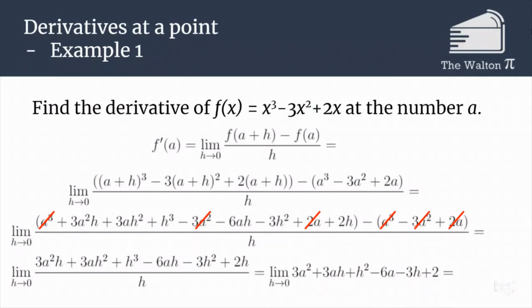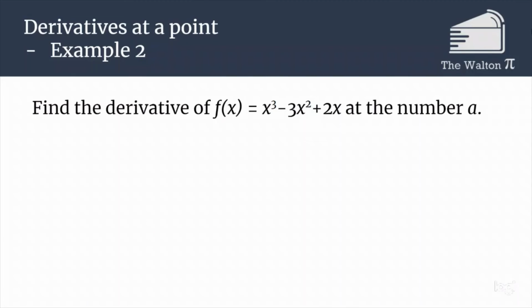It turns into the limit as h goes to 0 of 3a squared plus 3ah plus h squared minus 6a minus 3h plus 2. And the limit as h goes to 0, well, that's just 3a squared minus 6a plus 2. And so that's the derivative of f of x at the number a.